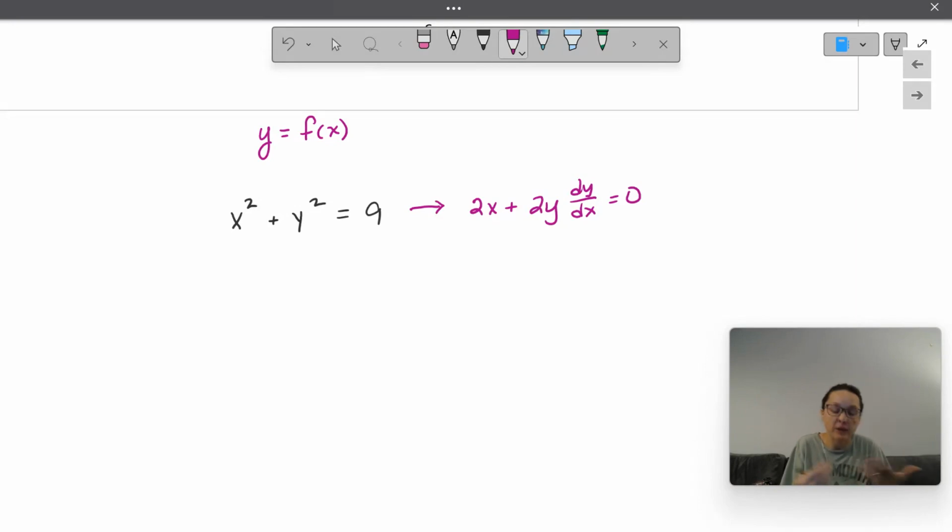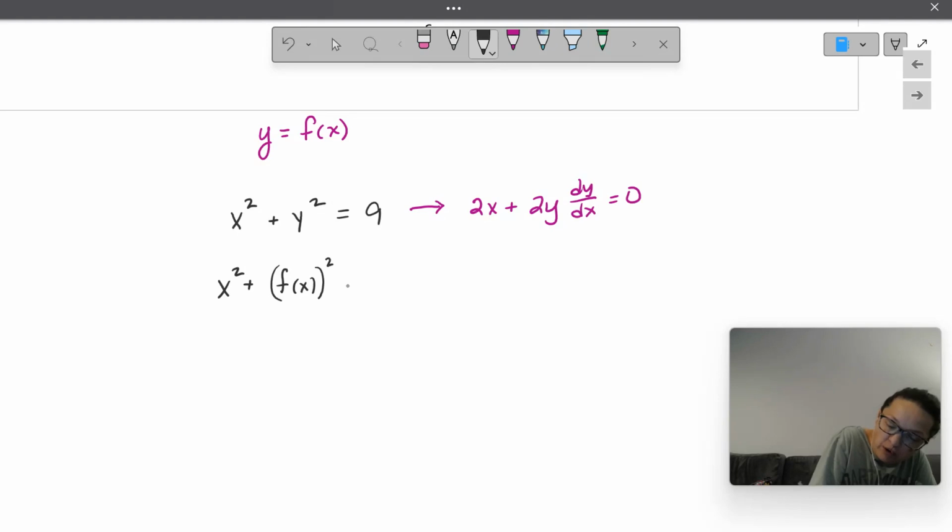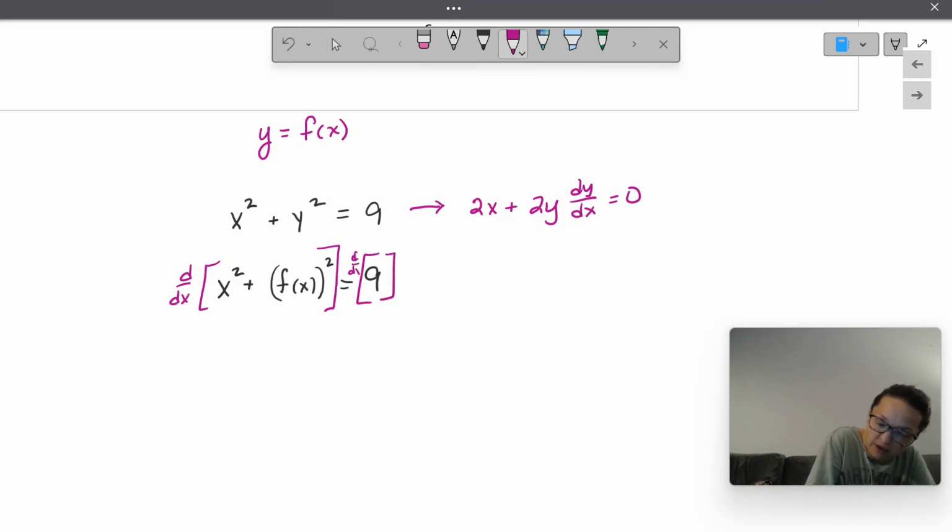I'm going to go back to doing that and say, all right, if I have x squared plus y squared equals 9, I should go back to black because it's the original. If I have x squared plus y squared equals 9, that's x squared plus f of x squared equals 9. Okay, cool. And so if I wanted to take the derivative of this, now I have all x's. That's great.